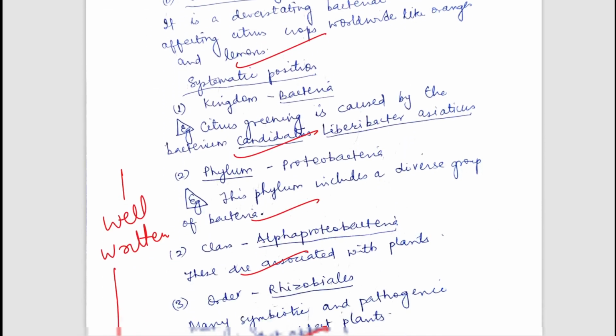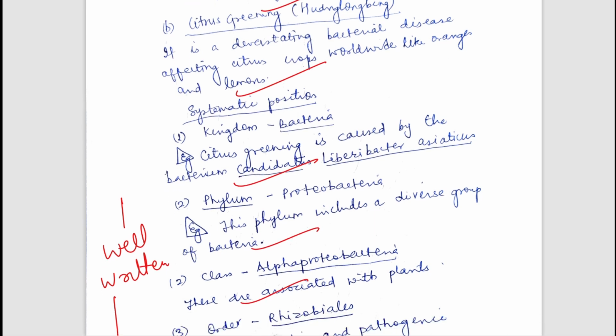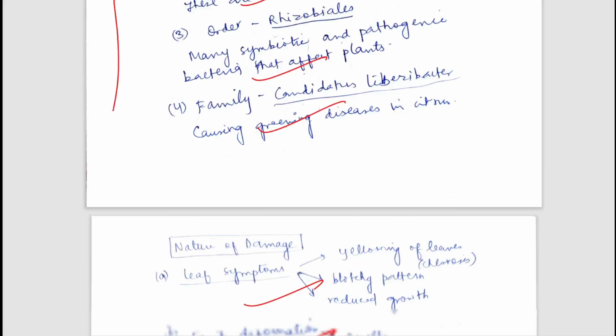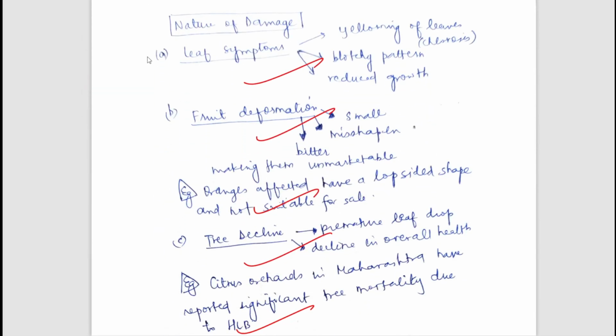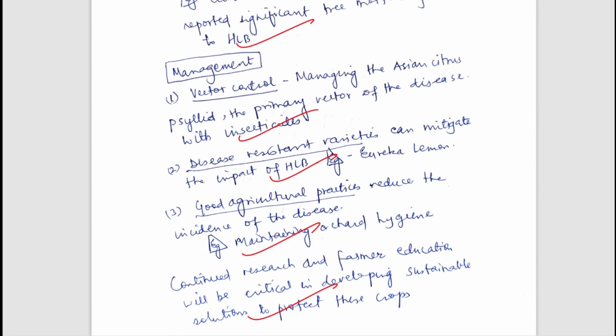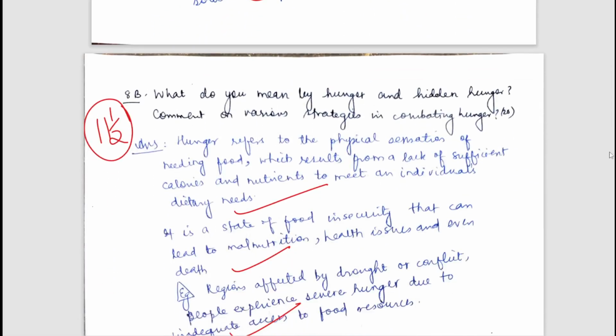Here also the systematic position of the bacteria has been mentioned. You can simply pause and read it. Nature of damage, again symptoms, leaf symptoms, fruit deformation, these are some of the common nature of damage. Tree decline, and again managements have been mentioned, so you can simply pause and read it. We can do vector control, disease resistant varieties, good agricultural practices, chemical control, all the things can be done. Now let's move to the next question.